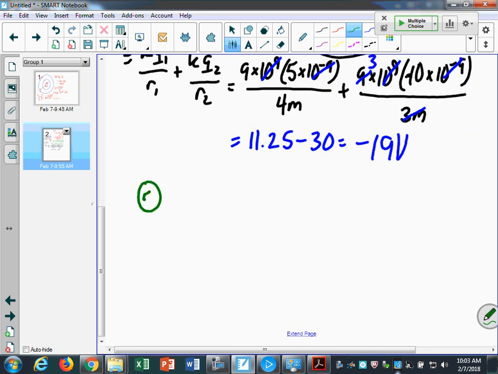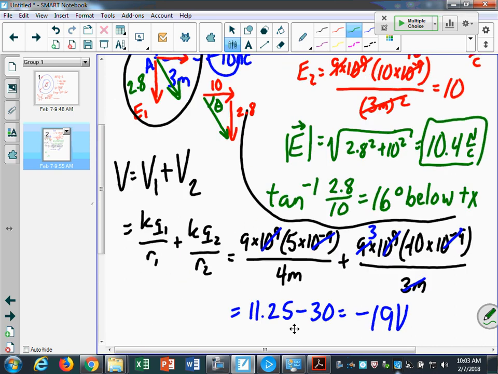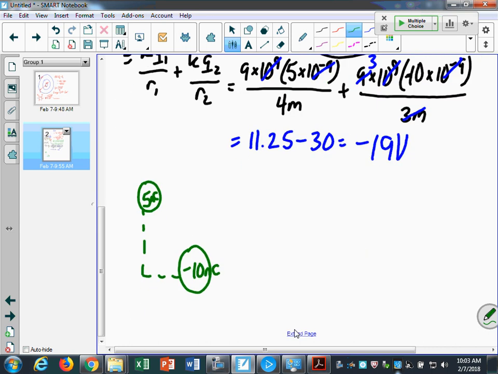Here's our 5. Here's our negative 10. This is 4. This is 3. And I could ask you, what is the force on this particle? For example, the magnitude and the direction. I'm not going to give you a configuration of 3 charges in 2 dimensions, and then ask you what the forces are.